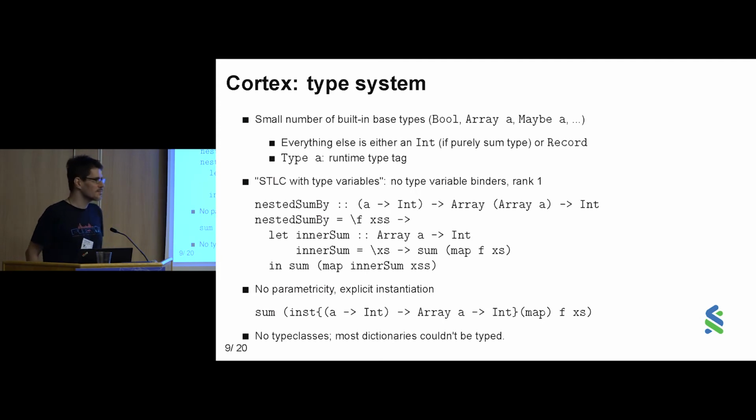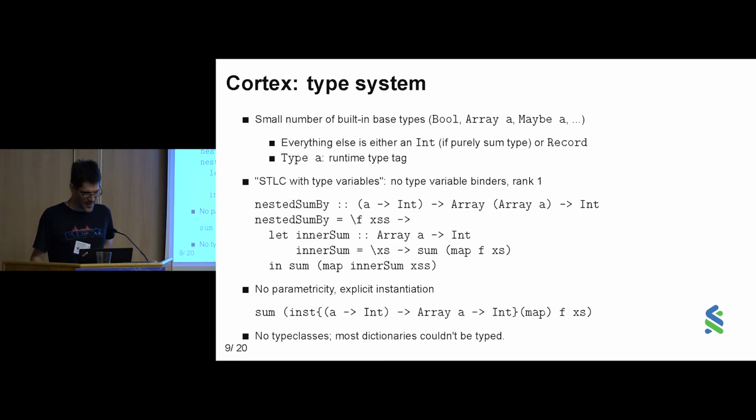Okay, so that's Mu. And then for Cortex, which is what we're emitting at the back end of the compiler. The type system of Cortex is based on a small number of built-in base types, and that's all you get. You can't make any new types. So everything is either represented as an int, so if it doesn't fit into it, you have a pure sum type that's an int. If it's a sum of products, then it's a record, and then one of the fields is designated as the tag.